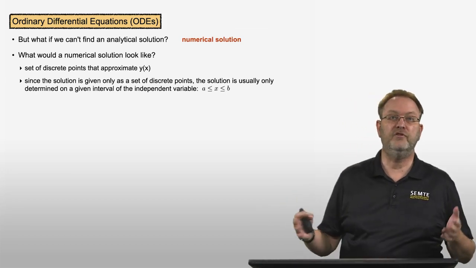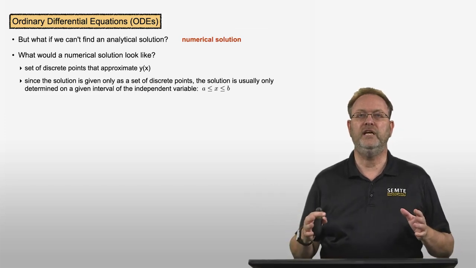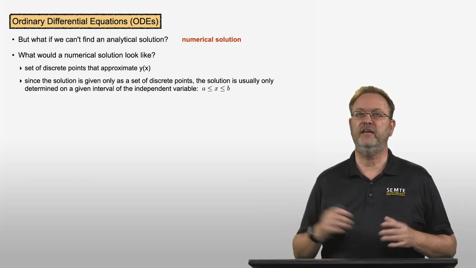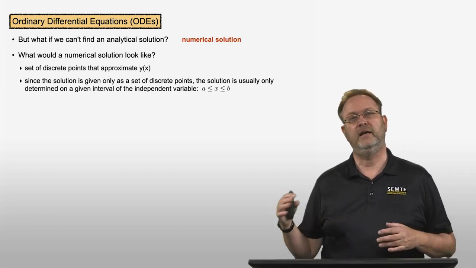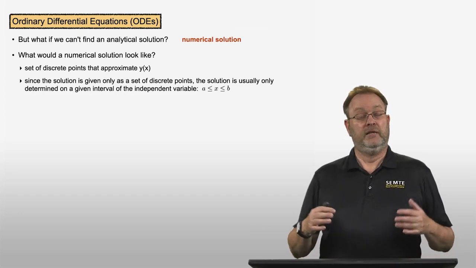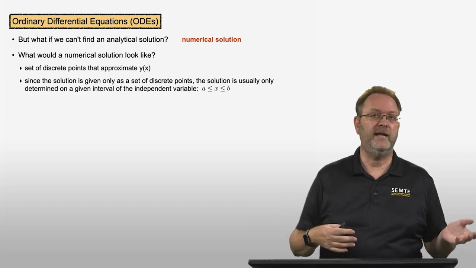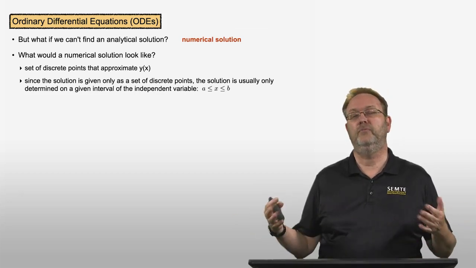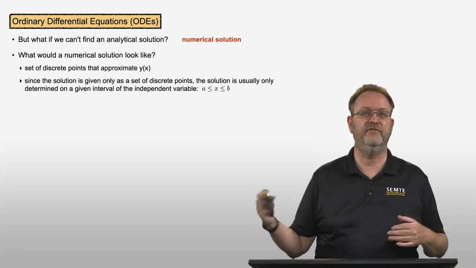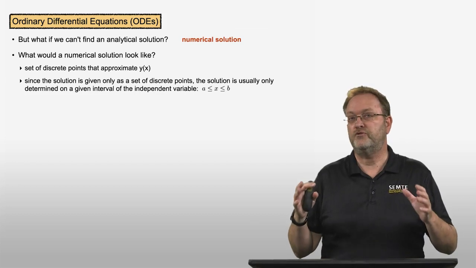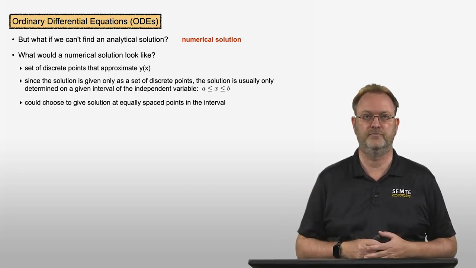Now, since the solution is given only at a set of discrete points, the solution is usually only determined on a given interval of the independent variable, right? Somewhere between a lower bound a and an upper bound b. That doesn't have to be the case for an analytical solution, right? Where the independent variable could go from minus infinity to plus infinity. But if we represent the solution by discrete data points, we can't cover from minus infinity to plus infinity, so we'll restrict ourselves to a known interval from a to b with the solution points.